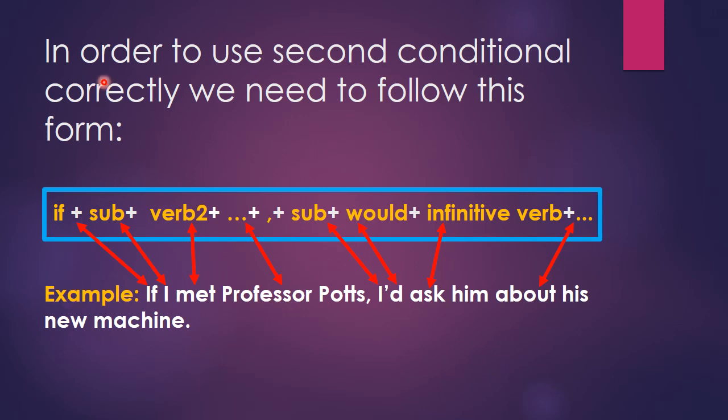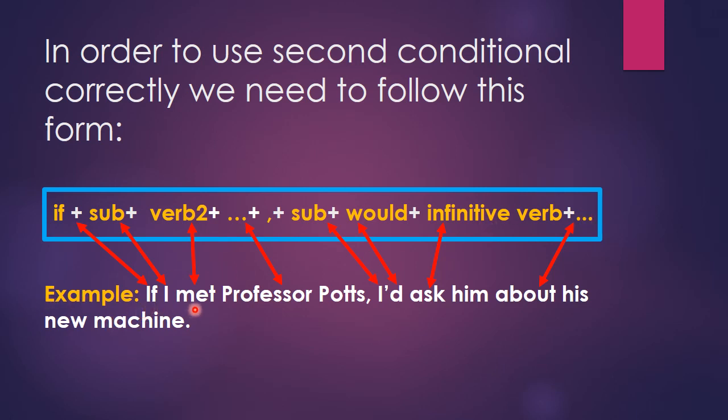Alright, so in order to use second conditional correctly, we need to follow this form. We have here a very easy form. If you want to use the second conditional in a correct way, we need to follow it. At first we have if, then we have subject, then verb 2, then some addition, and there's the comma, which is very important. Then we have another subject, then would, then the infinitive verb, then the rest of the sentence. So let's see an example.